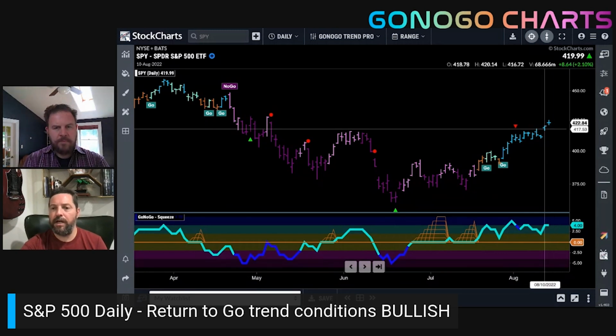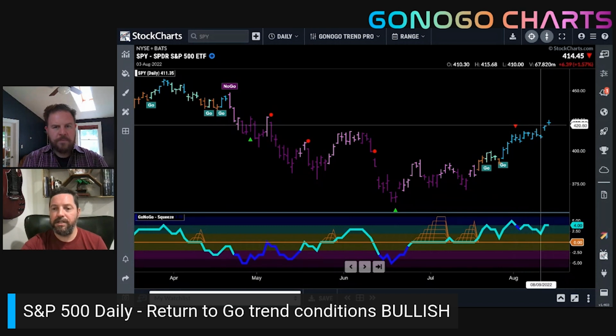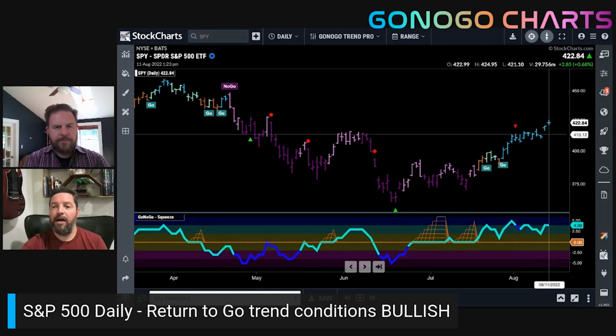So those are all good signs as the go trend continues on strong blue bars above what was now resistance. And what happens to something that used to be resistance? We know that it should become support. That's the concept of polarity that we talk about so much.